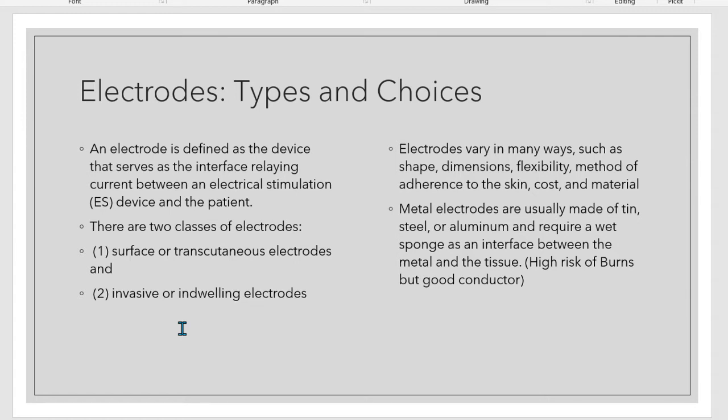Electrodes vary in many ways, such as shape, dimension, flexibility, method of adherence to skin, cost, and material. Metal electrodes are usually made of thin steel or aluminum, which requires a wet sponge as an interface between the metal and the tissue. Because it is a metal, there is a high risk of burns, but it is a good conductor, so it can easily transmit current to the body.